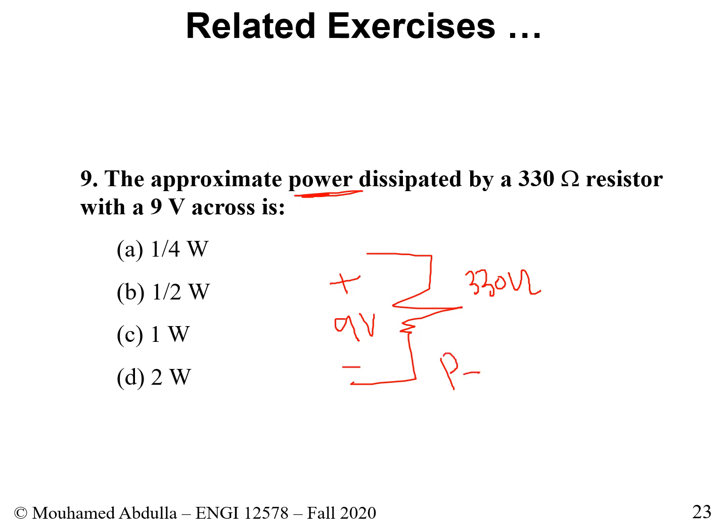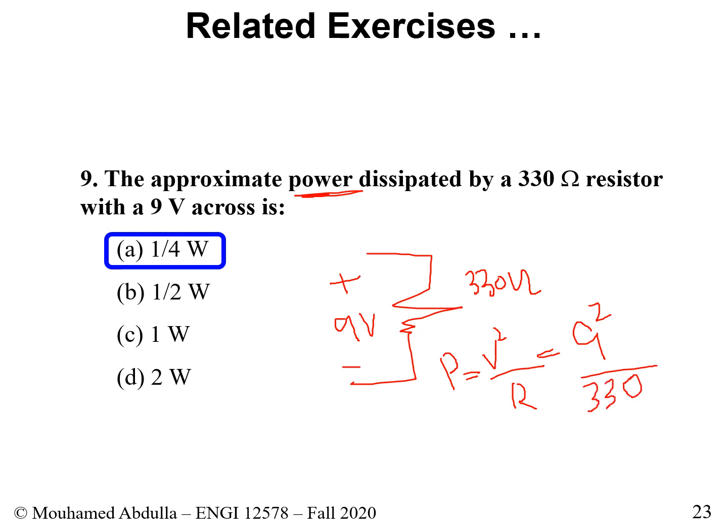So power is equal to V squared divided by R, right? V squared is 9 squared, divided by R, which is 330. So let's do it. 9 squared divided by 330, and that gives us a power of 0.245 watt. Okay, so the answer is this.